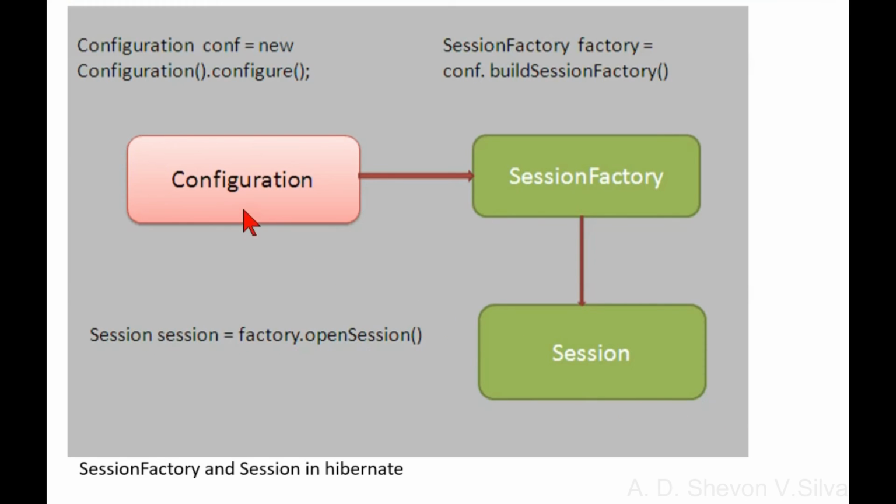Here you can see configuration. You can see the code here. Configuration config = new Configuration().configure(), and Configuration is connected to SessionFactory. You can see config.buildSessionFactory method here to get a SessionFactory object, and SessionFactory is connected to session. You can see factory.openSession method to get a session here.